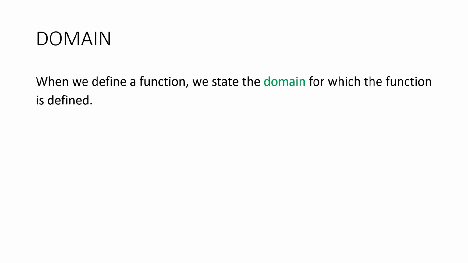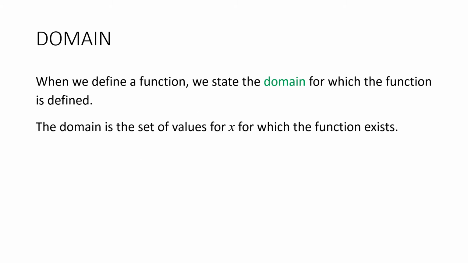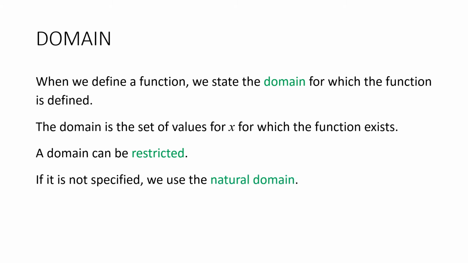When we define a function, we state the domain for which the function is defined. The domain is the set of values for x for which the function exists. A domain can be restricted. We will go through that later on. But if it's not specified, then we just use the natural domain. I'll show you what I mean.